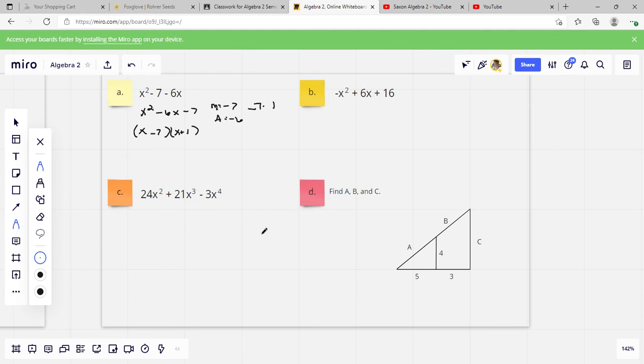All right, B. That one's already arranged properly, but I got to get rid of this negative. So I'm going to multiply by negative 1. And then I would end up with x squared minus 6x minus 16. Okay, so it just changed all the signs in there because I don't want a negative on my x squared term. All right, so I need something that multiplies to negative 16 and adds to negative 6.